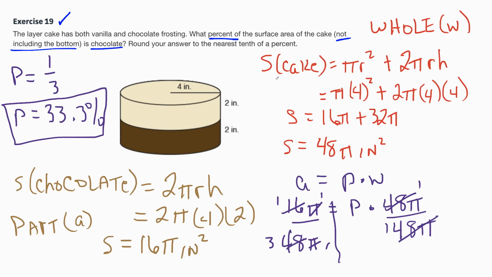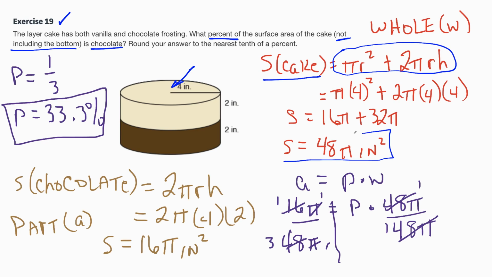Okay, so we can find the surface area of the cake, not including the bottom, which means there's a circle down here that I don't include in my formula. So that's why it's not 2 times pi times radius squared. It's just pi times radius squared, because I'm only concerned about the area of that circle. Okay, so we figure out the entire surface area of the cake. And then I can figure out what's the surface area of the chocolate, which would be my part. I would be eating that part.